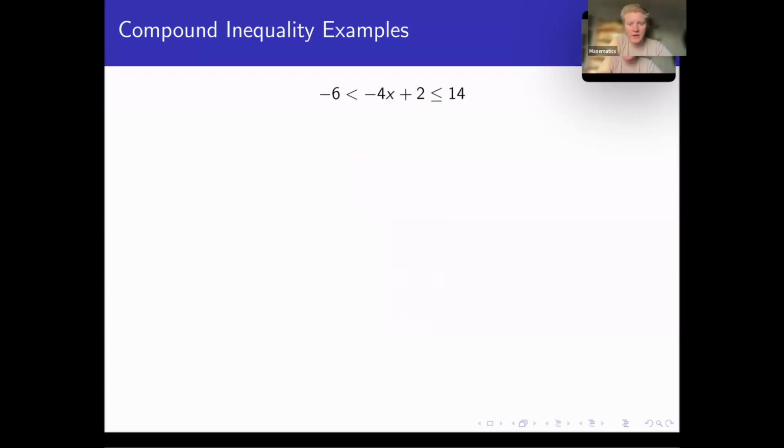Let's do another one. Maybe we see this negative 4x. That's going to be a problem. Let's see what happens. We want to subtract 2 to start, but make sure we subtract everything by 2.